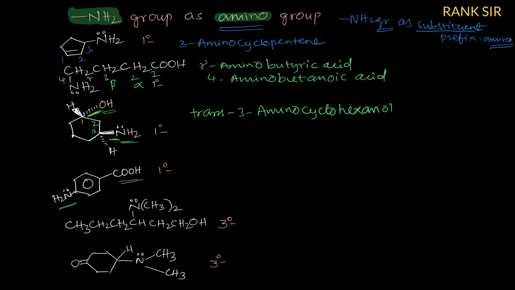Next, coming to the next example, here we have an amine group and a carboxylic group. The carboxylic group is the first priority, therefore this is 1, this is 2, this is 3, this is 4.